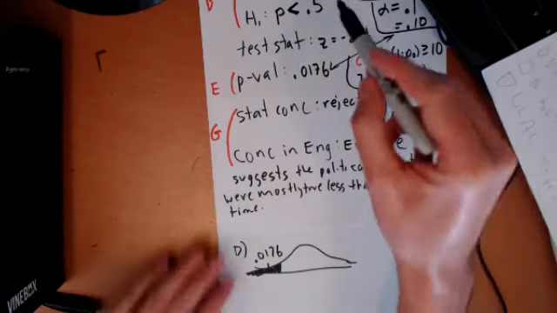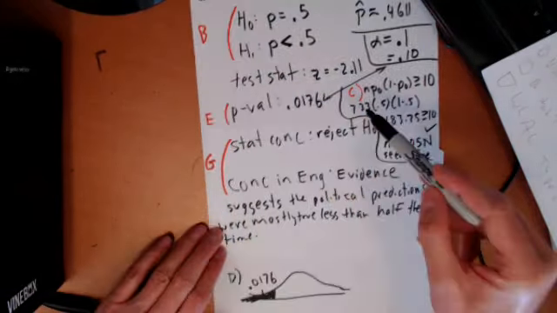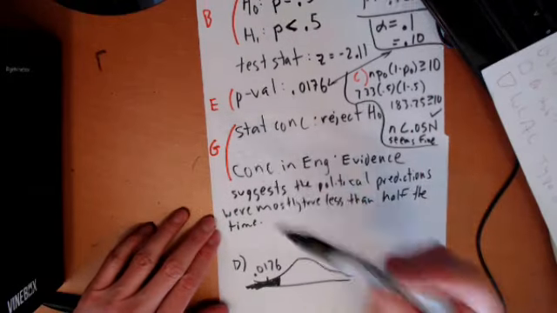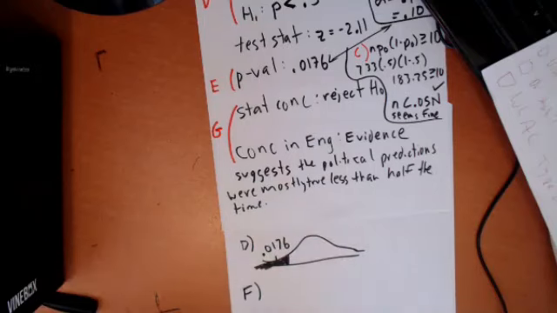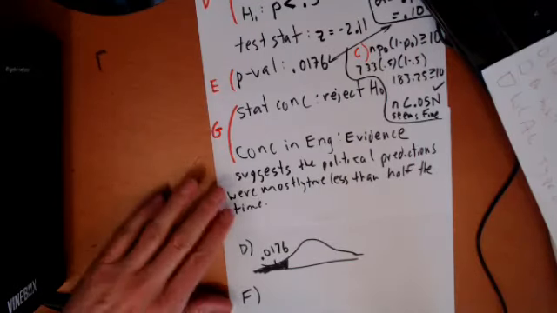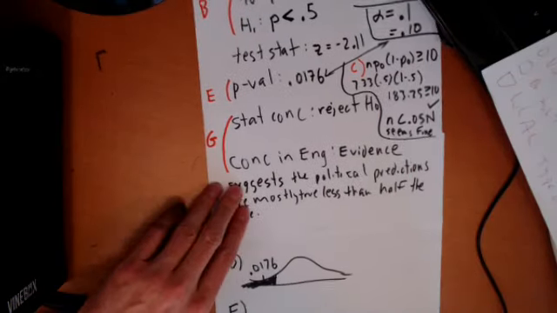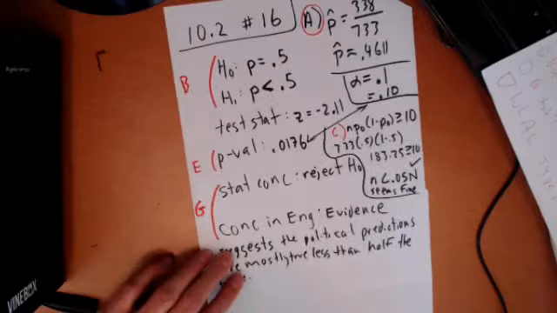So we have part A, part B, C, D, E, F, and then G. So F is kind of a silly question. F, they're trying to help you. There's nothing worse than someone trying to help you. It says interpret the p-value. Interpret the p-value. So here's how I would interpret the p-value. And I'll tell you what the book says.